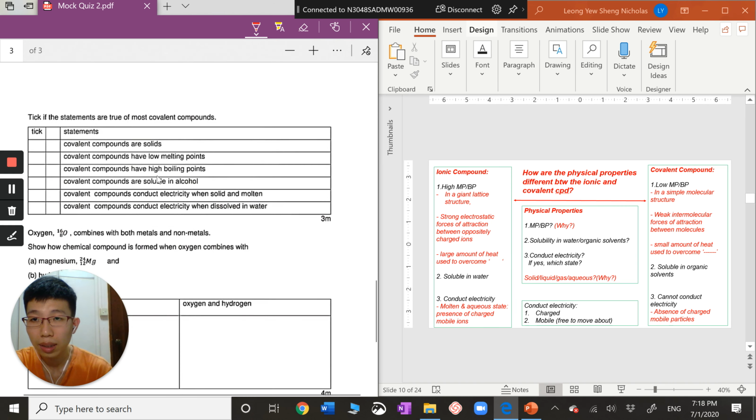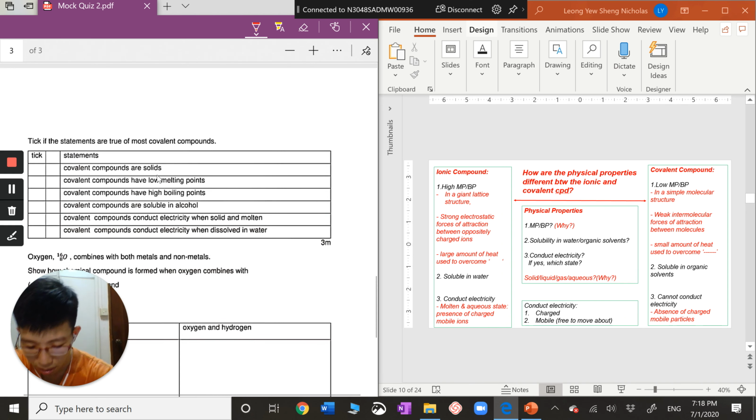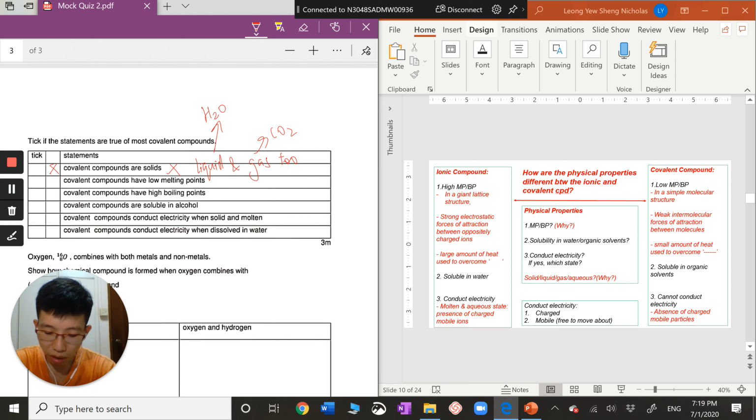Next one, covalent compounds. Covalent compounds are solid. This one is false, because covalent compounds can also exist as liquid and gas. You must consider liquid and gas too. Your gas will be carbon dioxide and your liquid will be water. So that is false. Covalent compounds have low melting point. This one is true. Covalent compounds have high boiling point. This one is false.